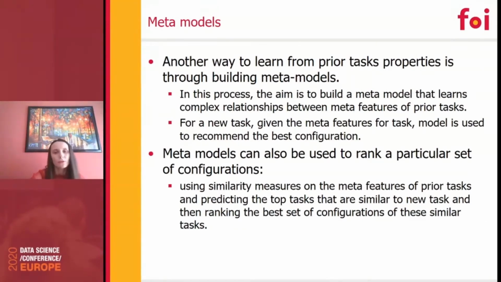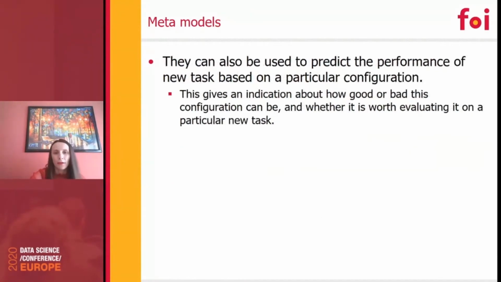Also, meta models can be used to rank a particular set of configurations, and here we can apply similarity measures on the meta features of prior tasks and predict the top tasks that are similar to a new task, and then do the ranking based on configurations of these similar tasks. This approach gives us an indication of how good or bad this configuration can be, and whether it is worth evaluating it on a particular new task or not.